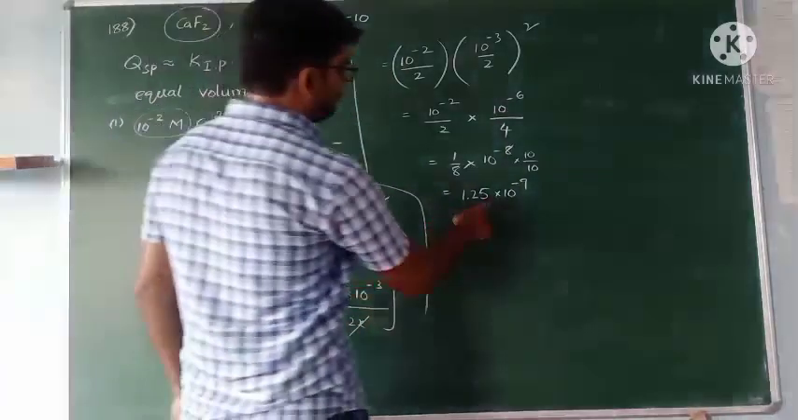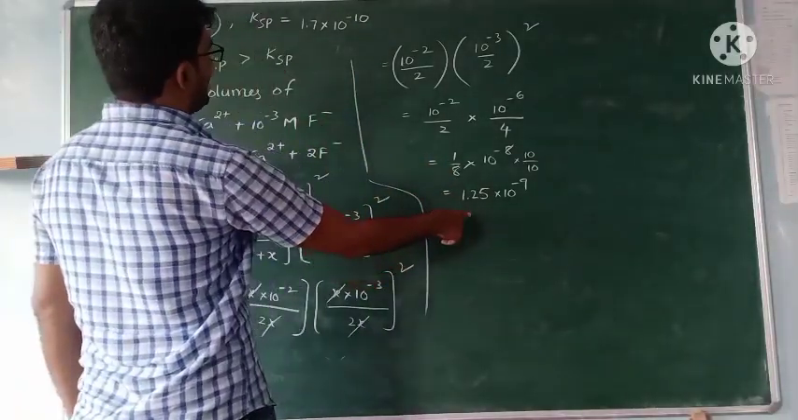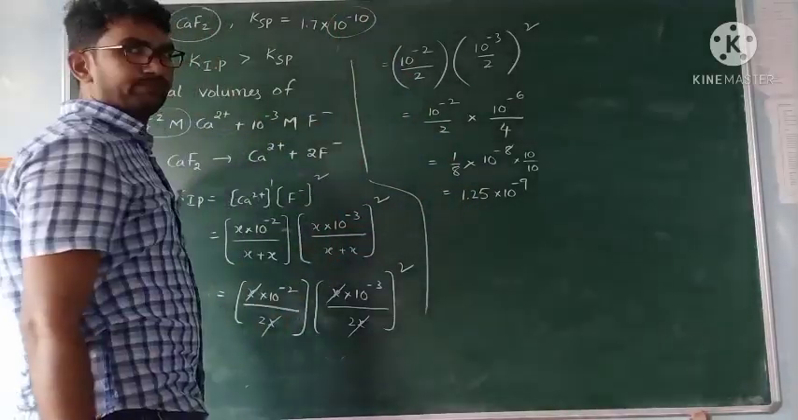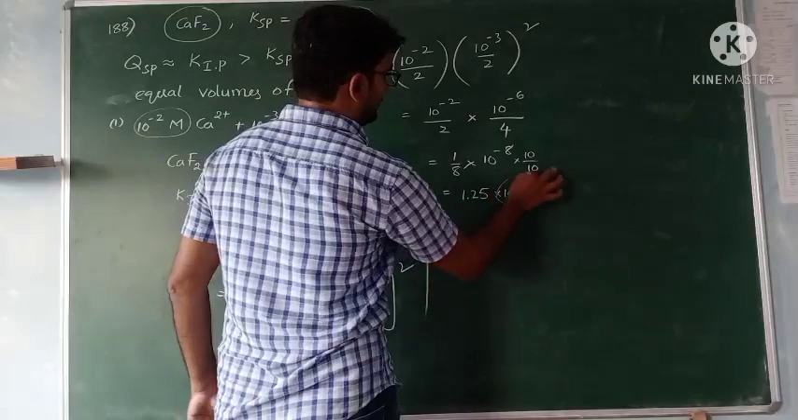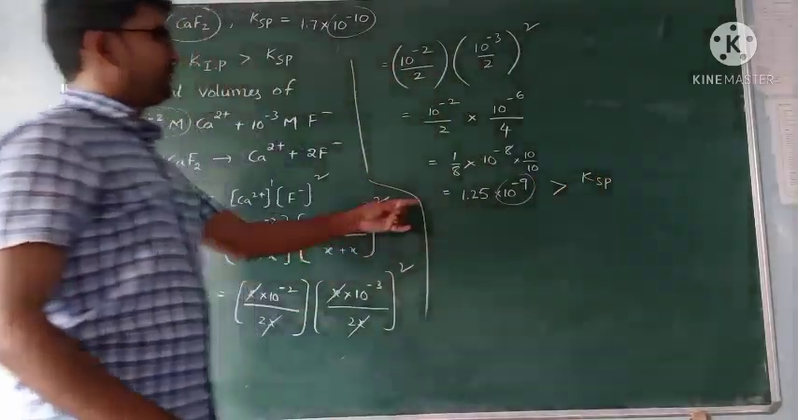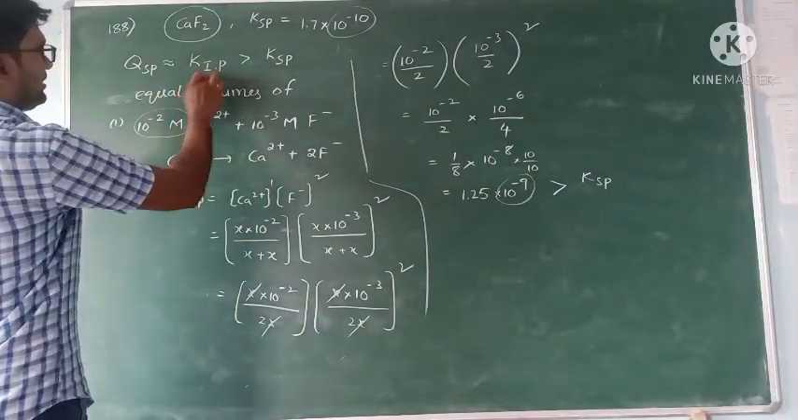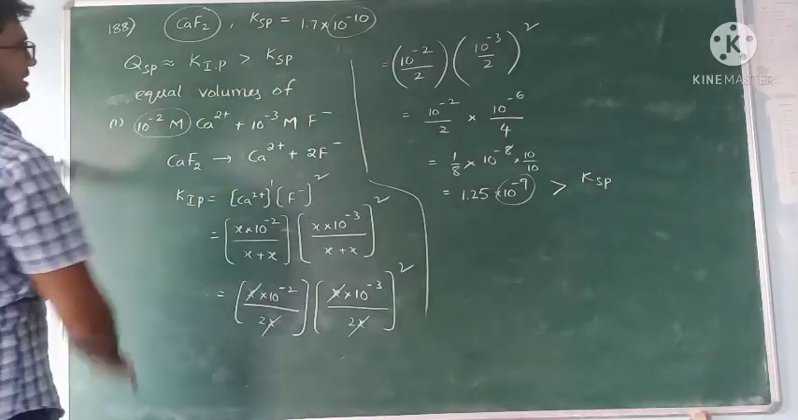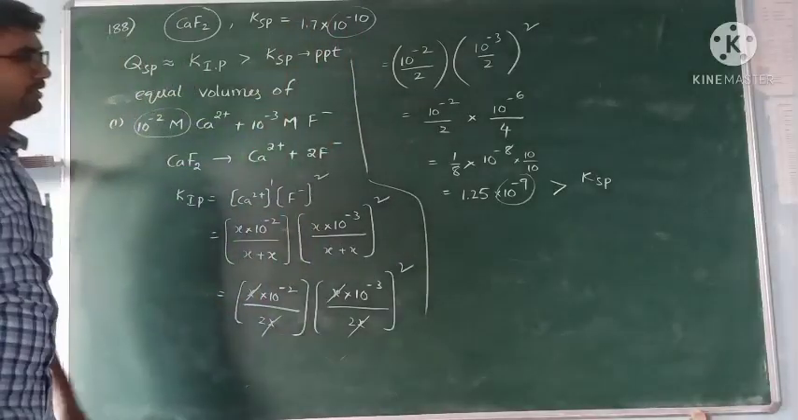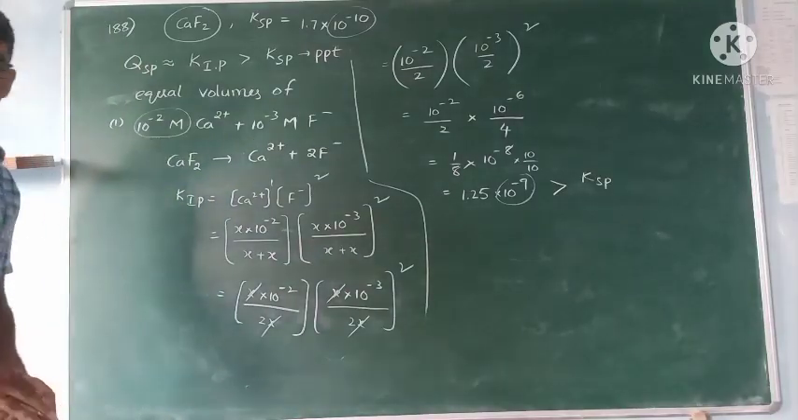1.25 into 10 to the power of minus 9. Check it, compare this value and this value, which is the bigger value? This is 10 to the power of minus 10, a low value, compared with 10 to the power of minus 9. So this is the bigger value than KSP, which means precipitation takes place. What is the condition for precipitation? KIP value greater than KSP, then precipitation takes place. So here it is very clear, this is the problem. Very important, this type of problems.